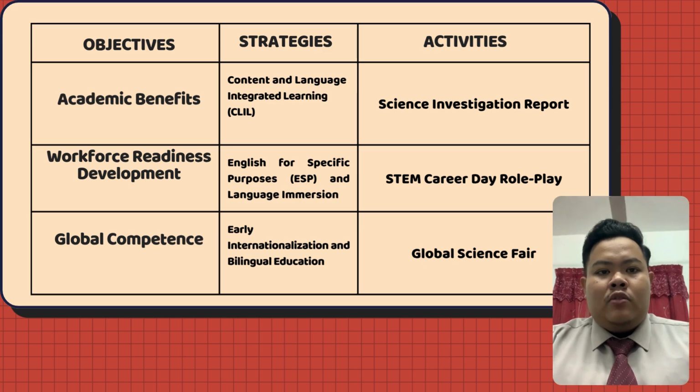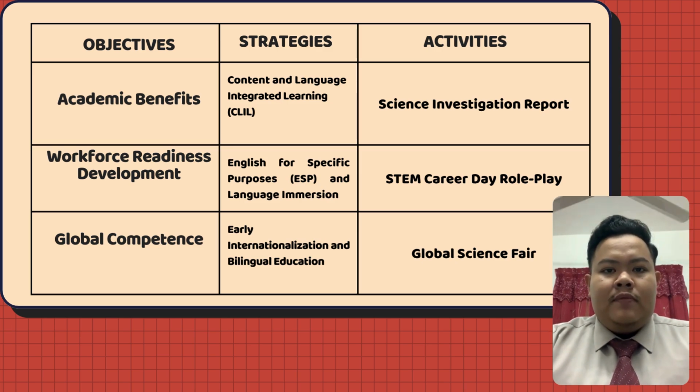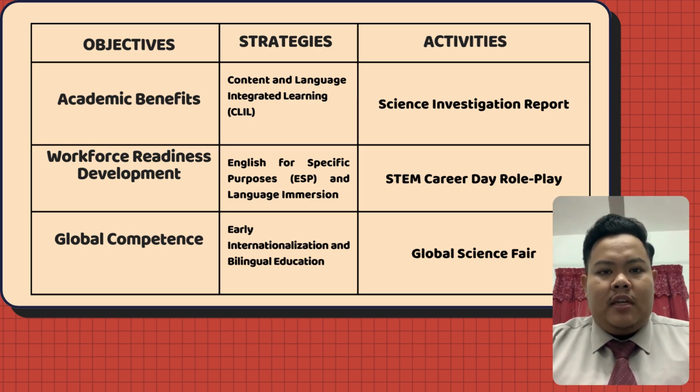class. So the activity is a science investigation report. Students can do simple science experiments like testing how fast ice melts at different temperatures and write a report in English explaining the process and result. Then they present it to the class.